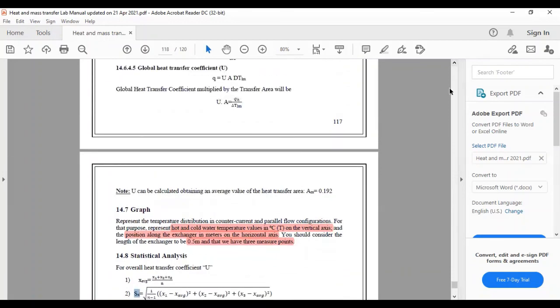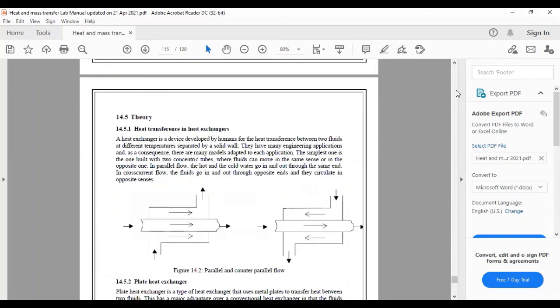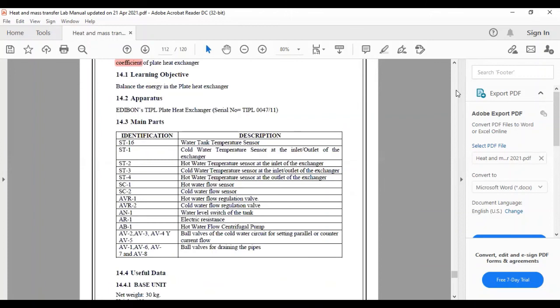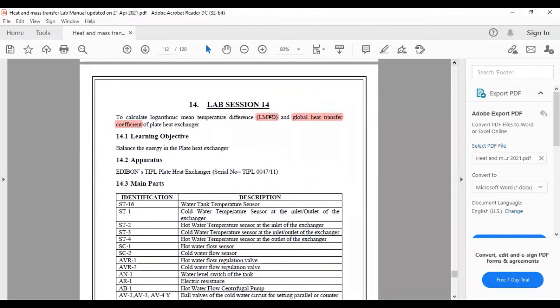So this is all about the plate heat exchangers. We had to calculate 2 parameters: one was LMTD, and the second was the global heat transfer coefficient, and we have calculated both of them. So that was our lab section number 14. Thank you very much.